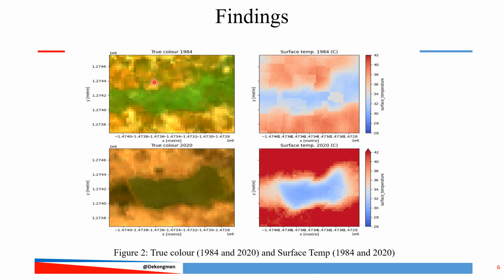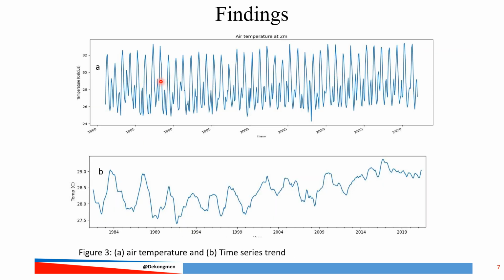First of all, we plotted a true color image of 1984, comparing it with the surface temperature of 1984, the same year, and we did likewise for 2020. We realized that the temperatures in 2020 are as high as compared to 1984, which shows that there has been some change over the period. So we plotted the air temperature data at 2 meters above ground, and if you look at the trend, you could see there were some rises and falls over the years.